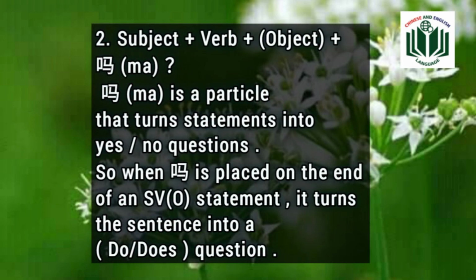2. Subject plus verb plus object plus 吗. 吗 is a particle that turns statements into yes/no questions. So when 吗 is placed on the end of an SVO statement, it turns the sentence into a do or does question.